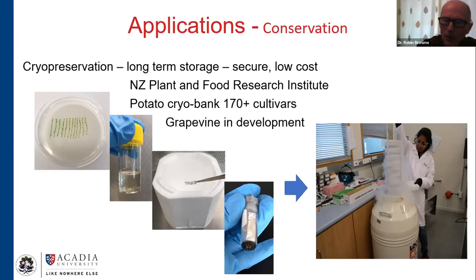We've been working quite extensively with the New Zealand Plant and Food Research Institute on this aspect. They are looking at cryobanks for many types of plants. In particular, they've been developing a bank for potato, and as I understand it, they have at least 170 cultivars now in their cryobank. But of course, we've been looking at the potential of developing a cryobank for grapevine. So that has been the major part of our collaboration with them.